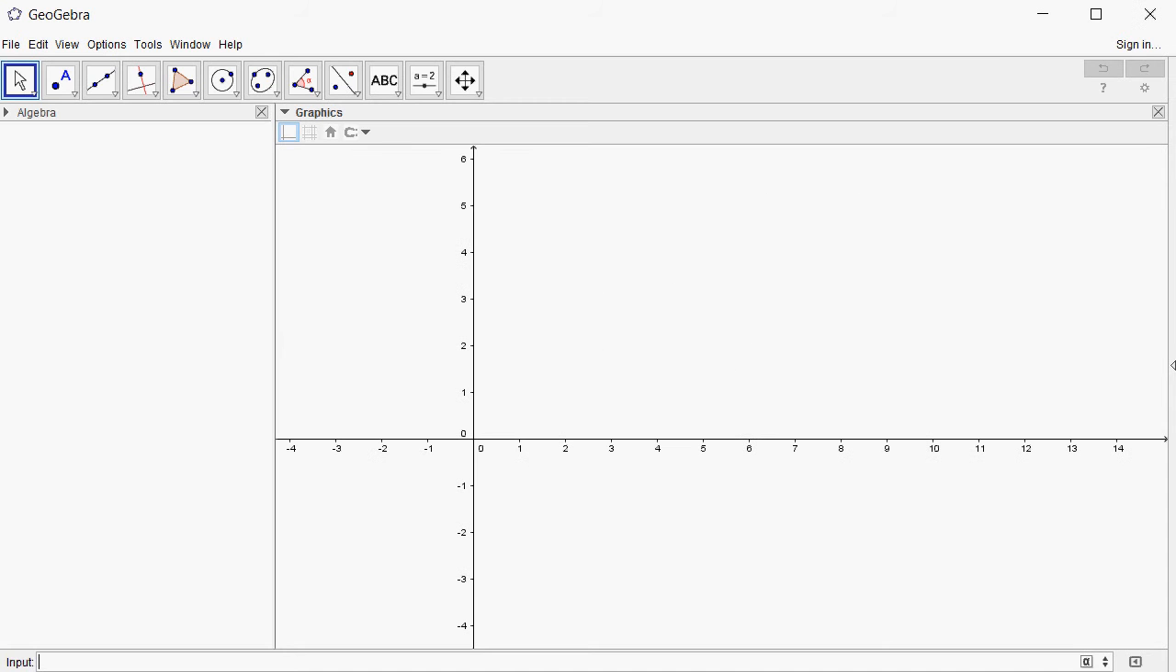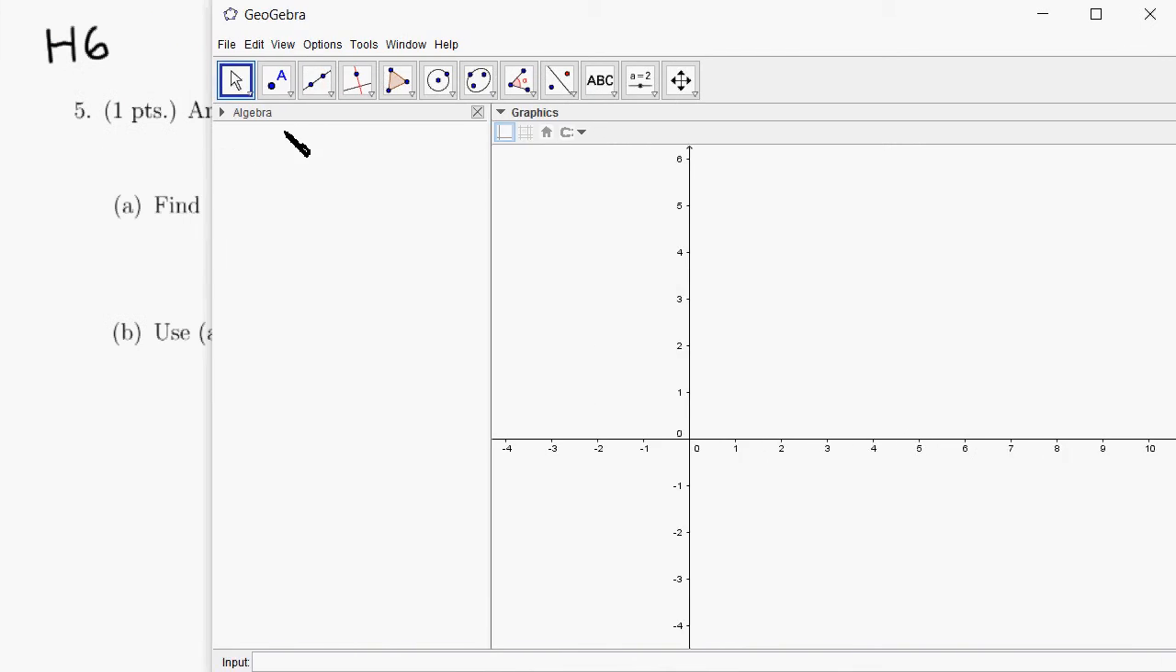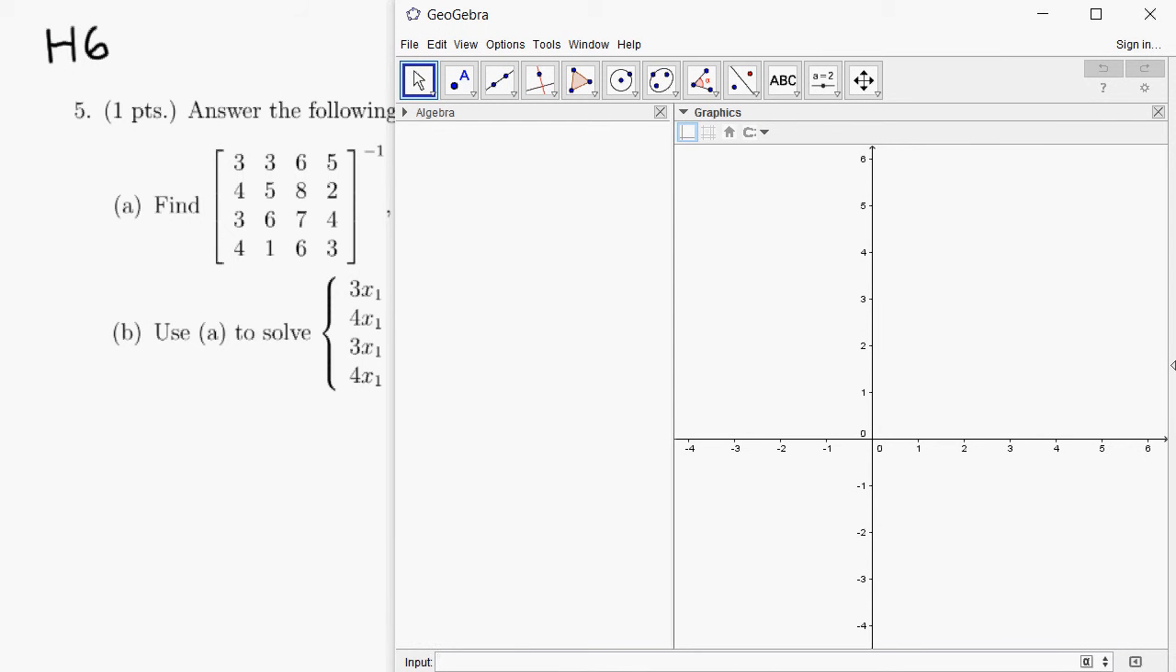I'm going to open up GeoGebra. Maybe I'm going to make it a little bit smaller so I can see the matrix. I'm going to call this matrix A. Then we have a bunch of curly brackets: one set of curly brackets for the whole matrix, and for each row we have a curly bracket. So this is the first row, second row, third row, and that's the fourth row. And you just have to put it in row by row.